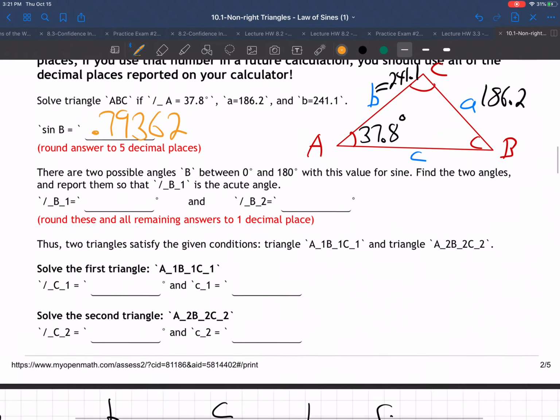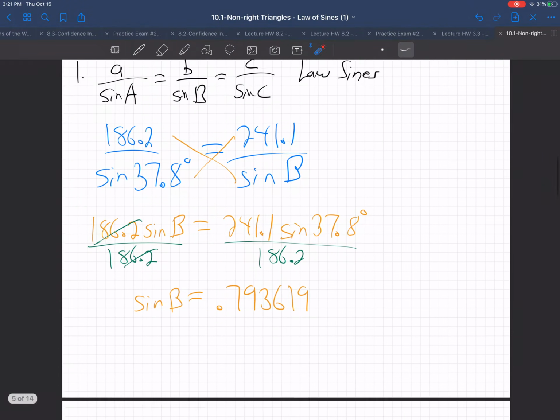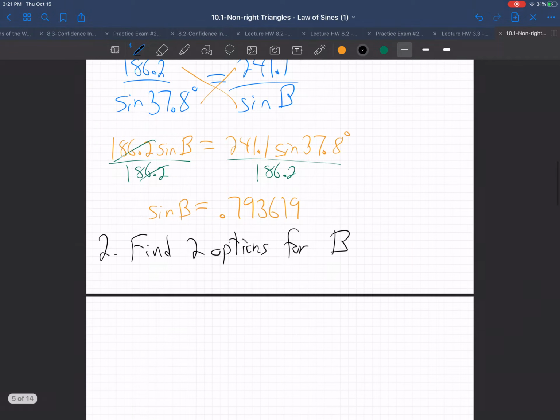Next, it's going to tell us there are two possible angles B between 0 and 180 with this value for sine. Find the two angles and report them so that B1 is the acute angle. So now step 2, this is a more advanced problem here. Step 2, find two options for B. How do I do that?